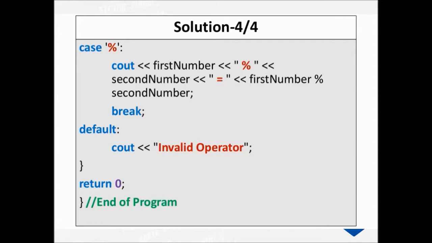If we use another operator, then we have a default label. Under the default label, we want to show the user that he chose an invalid operator.